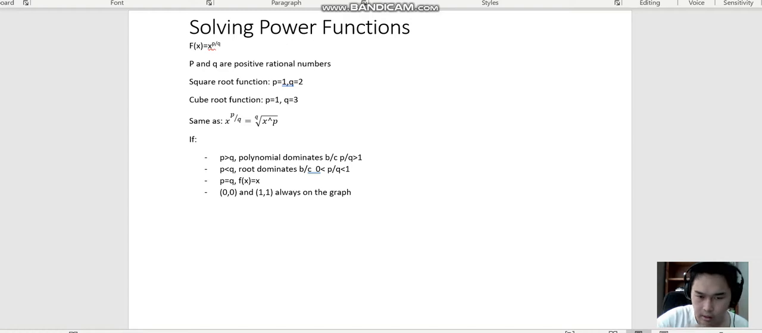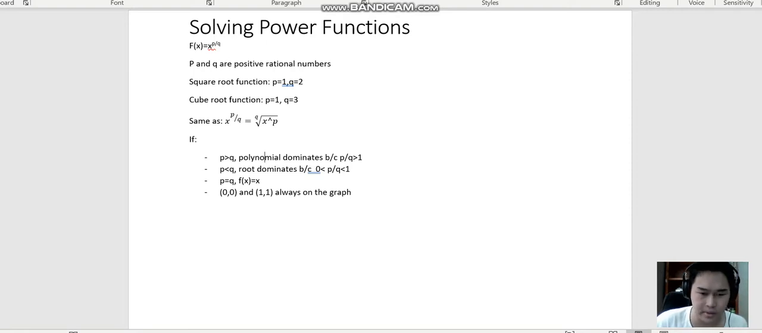So q is 3. The pattern here is that x raised to the power of p over q is the same as the cube root of x raised to the power of p. It's a little bit abstract, but in essence there's a polynomial part, like the x squared and x cubed, and there's also a root part, like the square root and cube root functions.